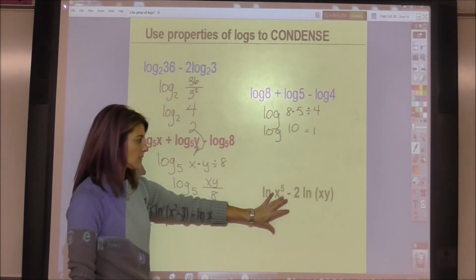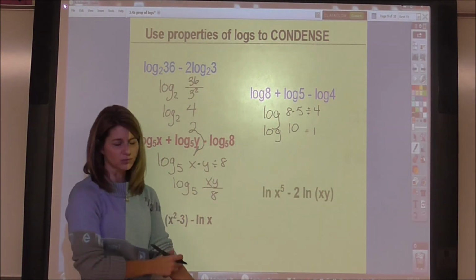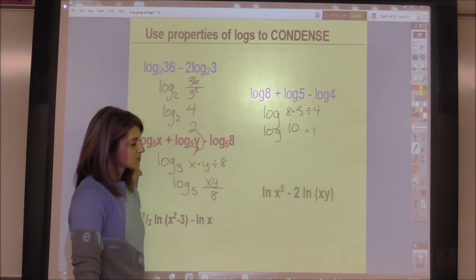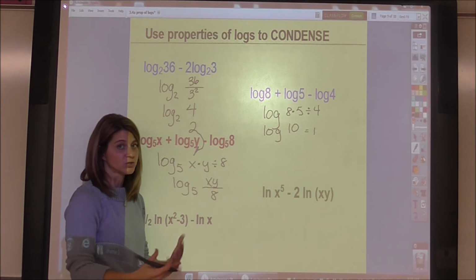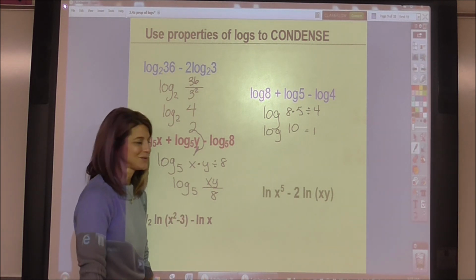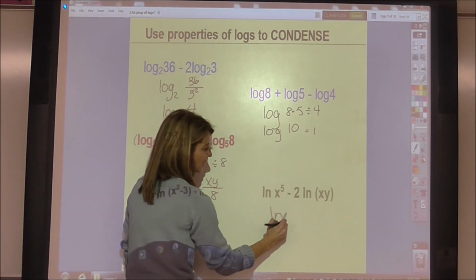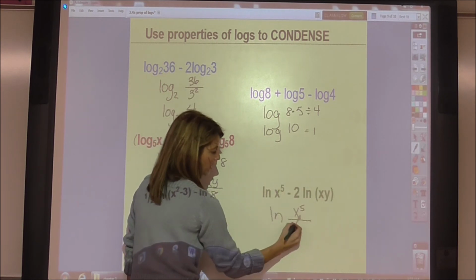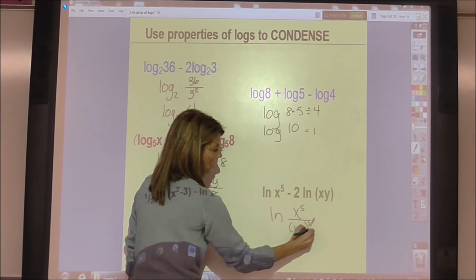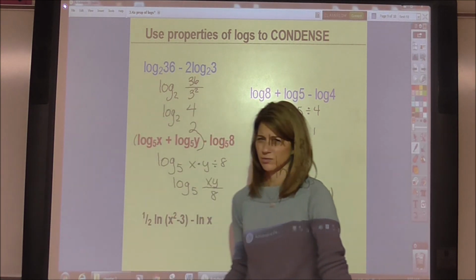Okay, almost done. What about this green one? Natural log of x to the 5th minus 2 times the natural log of xy. Now really that xy should have been expanded. I was just trying to give you a break. So natural log, it says x to the 5th, and we are dividing by xy all squared. That can look better, you know that, right?